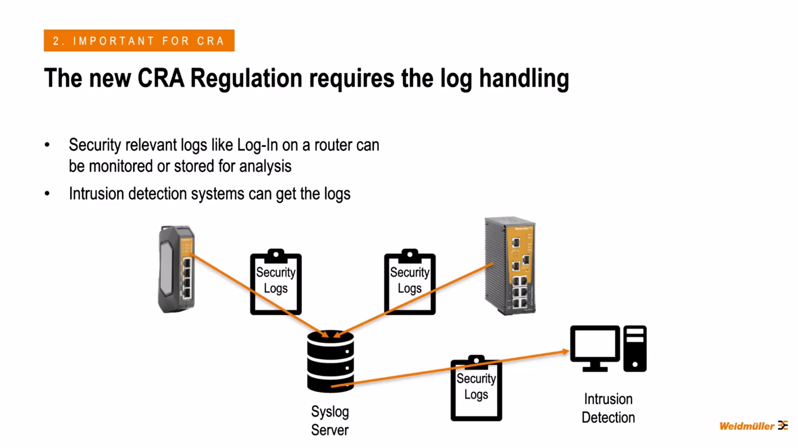The CRA requires better handling of security logs. Security-relevant events must be stored and must be traceable. For example, login attempts on a router can be monitored and analyzed. A central syslog server gives you better transparency, better overview, and better security. Often, it is connected to intrusion detection systems, which are typically used by IT security teams to monitor potential attacks, and can also use these logs.